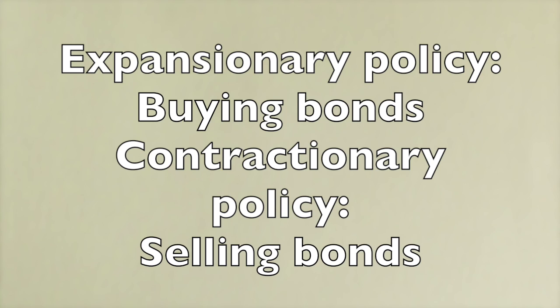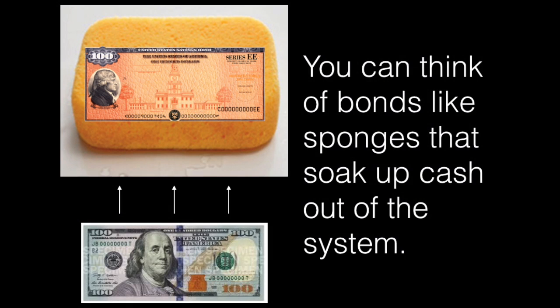If it buys bonds, that releases money into the system. And if it sells bonds, you could think of those bonds as being like sponges that suck up all of that cash. If it sells bonds, it takes cash out of the system, and that is contractionary policy.